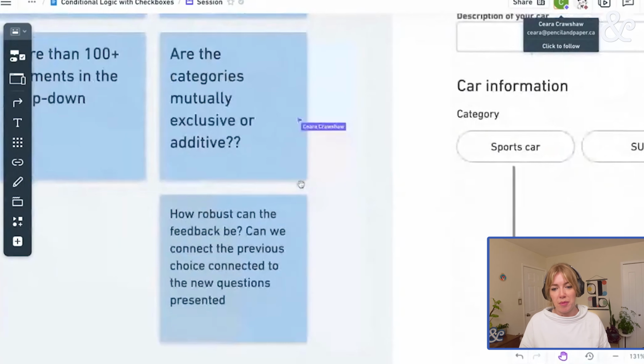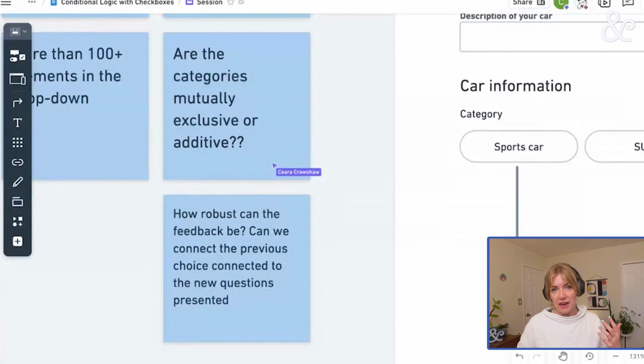We wondered about the categories being mutually exclusive or additive because that could add a lot to the problem. But we wanted to challenge ourselves a little bit with the progressive disclosure concept and see if we can be as robust as possible, because there are some downsides to showing things on the fly. We wanted to see if we can mitigate some of those.